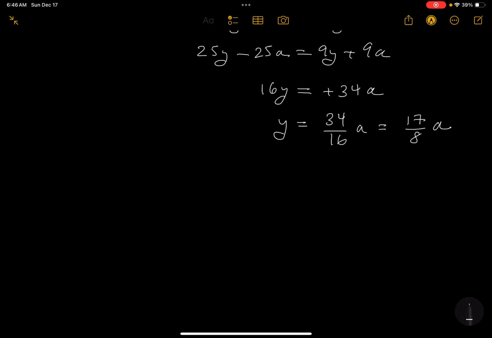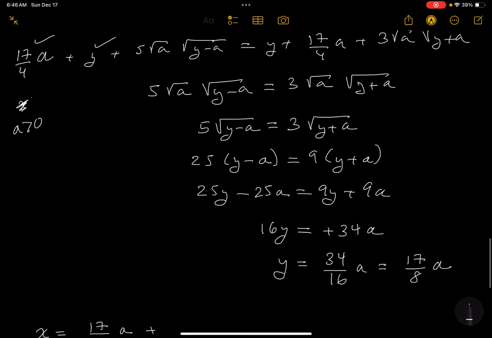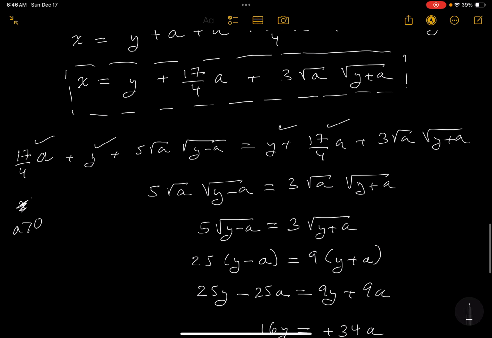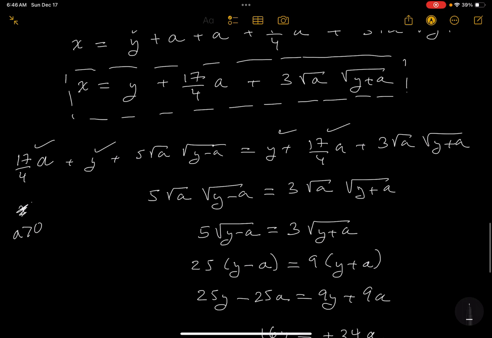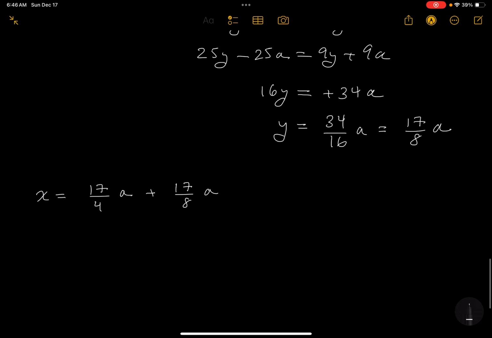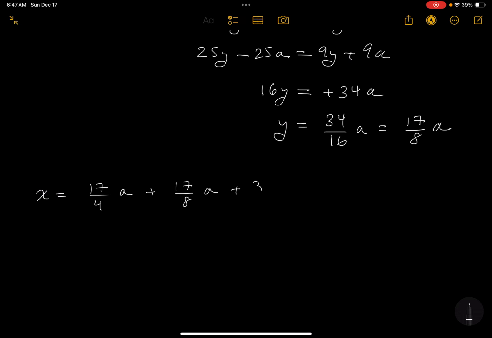All right, so x equals 17 quarters of an a plus, let's see, it's going to be y now, right? Let me make sure it is y. Yeah, it's 17 quarters of an a plus 17 eighths of an a. Okay, I'll point out what I'm doing over here. I got these two down. Let's do the next one. Plus 3 root a, and then this nightmare root problem over here. It's going to be y, which is 17 eighths of an a, plus a.